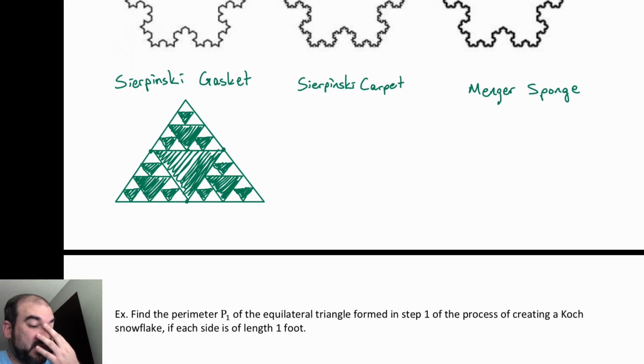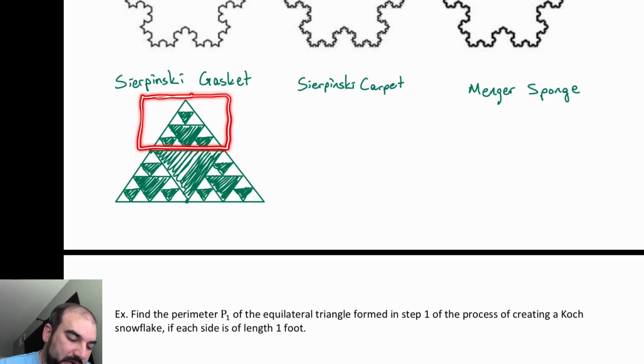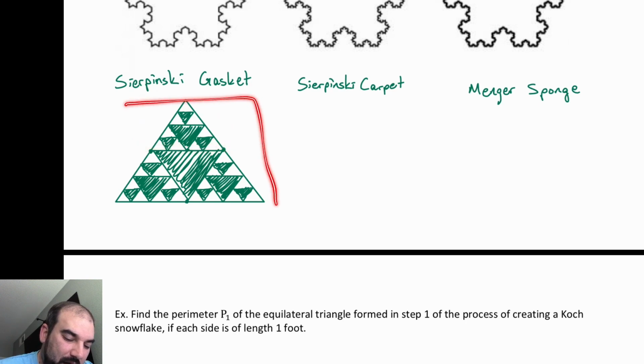So now I've done three steps, and I have probably 27 copies of the original triangle. 1, 2, 3, 4, 5, 6, 7, 8, 9, 10, 11, 12, 13, 14, 15, 16, 17, 18, 19, 20, 21, 22, 23, 24, 25, 26, 27. I have 27 copies of the original triangle, but smaller. And if I were to zoom into any part of this, for example, if I zoomed in here, we see an exact copy of the original triangle.